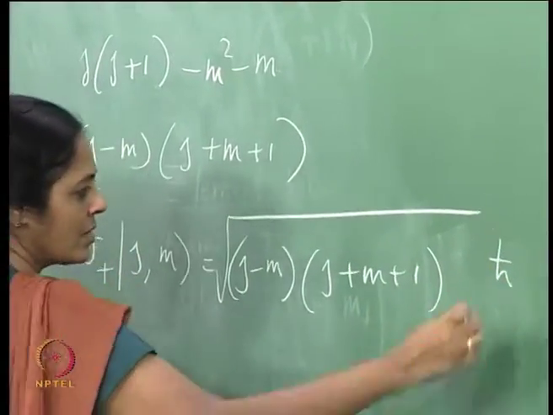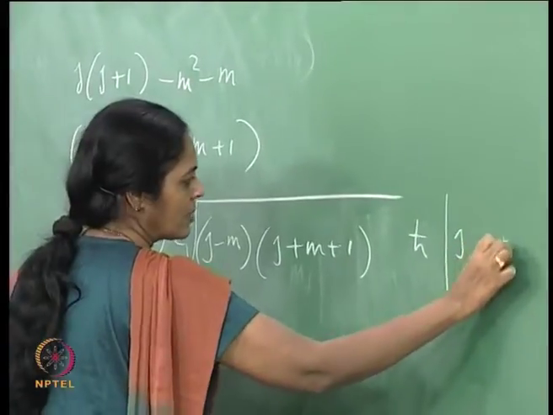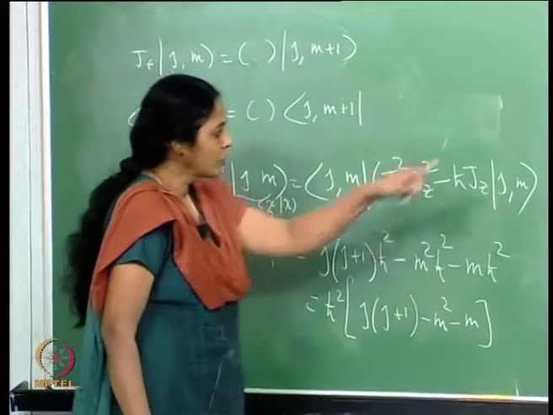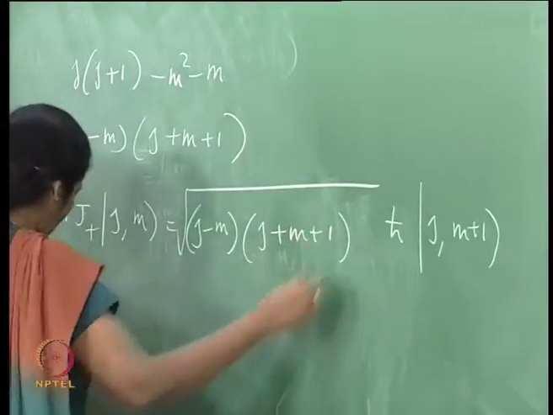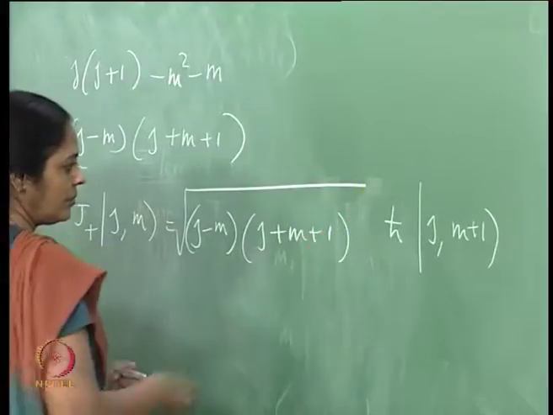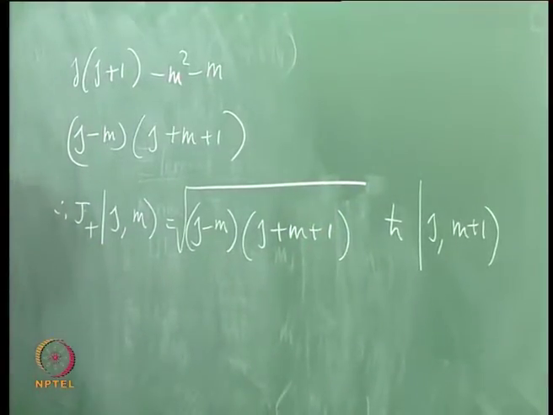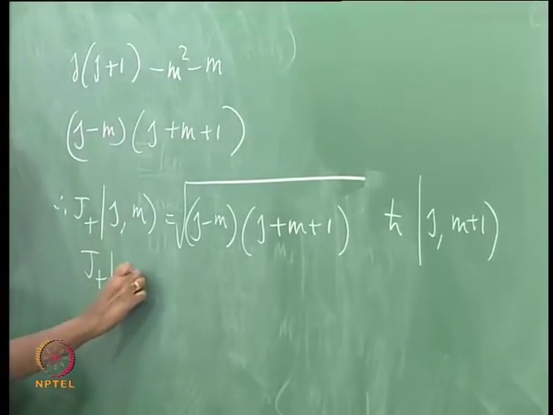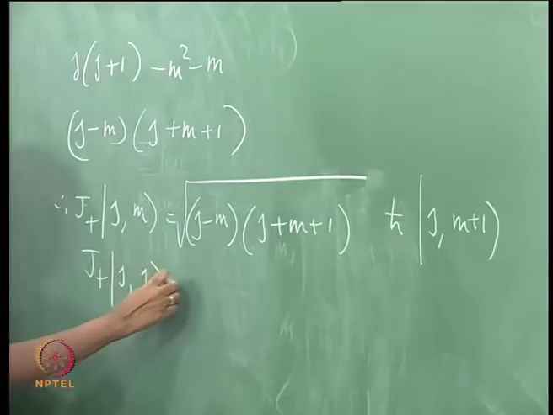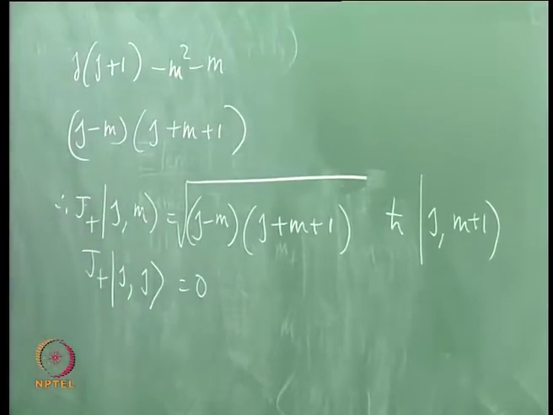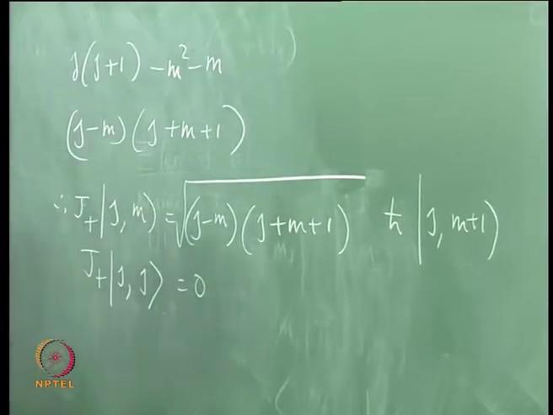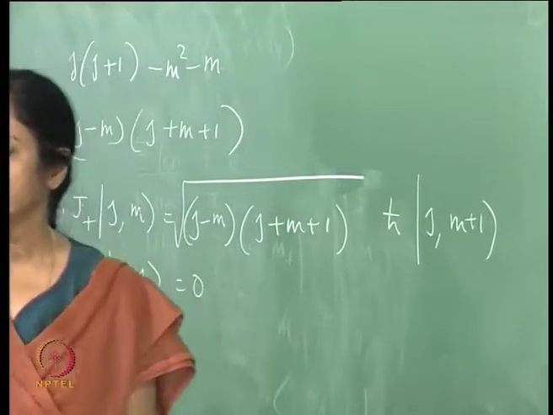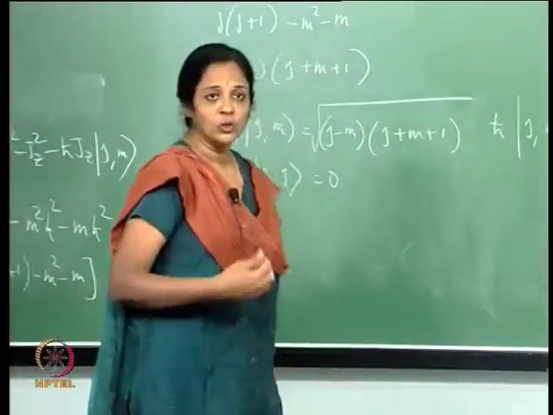J₊ acting on |j,m⟩ is the square root of (j−m)(j+m+1) times ħ |j, m+1⟩. The ħ was because I needed to take the square root of this object, and therefore the ħ is outside the square root. It's clear therefore that when J₊ acts on the state |j,j⟩, which is the maximum value that m can take, that gives me 0, which is consistent with what I wanted. The |j,j⟩ was the uppermost state that I can have, and J₊ cannot raise the m value beyond that.